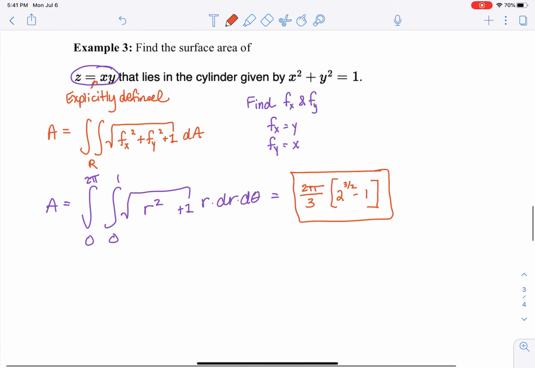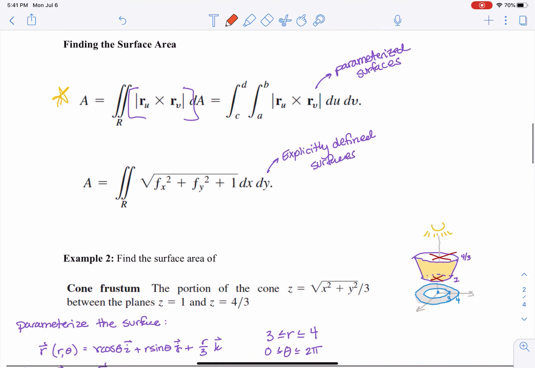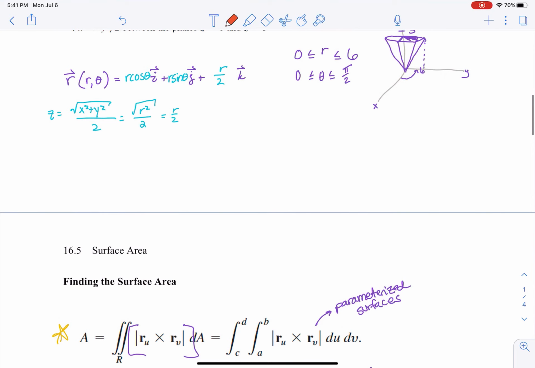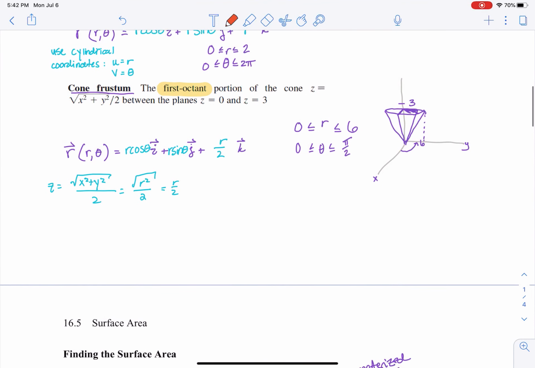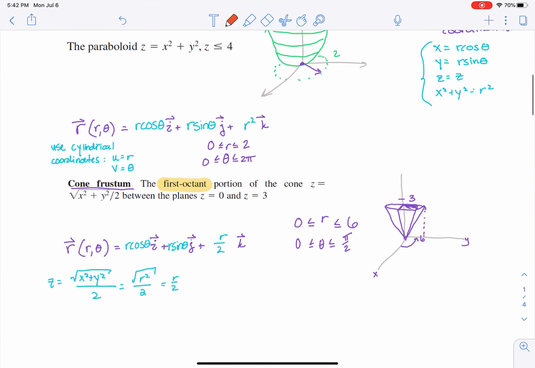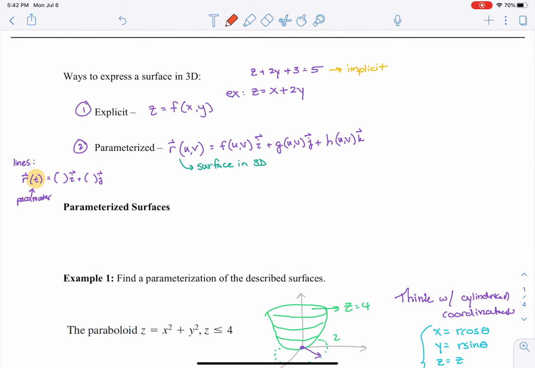But that is 2 examples, one applying the parameterized version of finding surface area, and another one using an equally valid version of the explicitly defined surface area evaluation. And so just to recap, this whole chapter was only about finding the surface area of different surfaces in 3D, and we revisited the 2 ways that we could define the surfaces, those being the explicitly formed surface and also the parametrically formed surface, where the parametric equation is of 2 different variables.